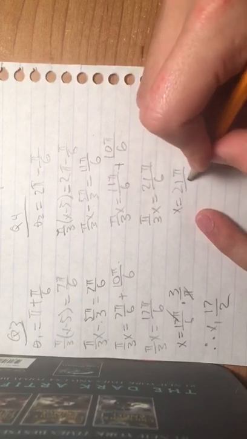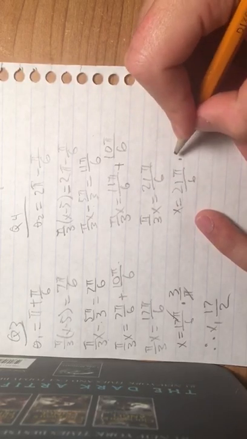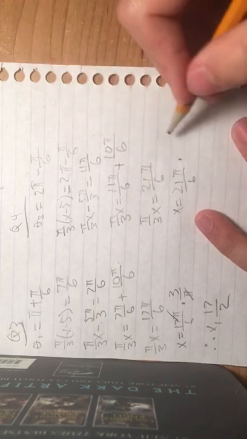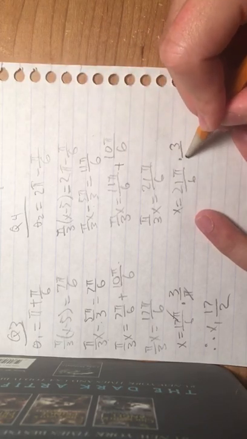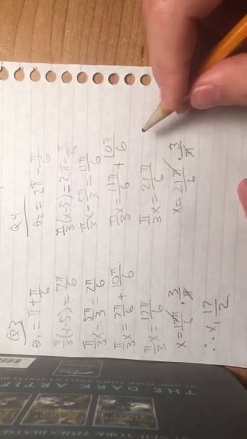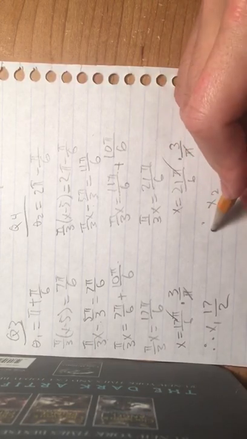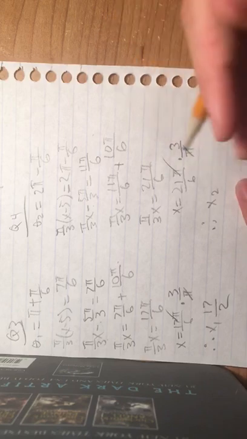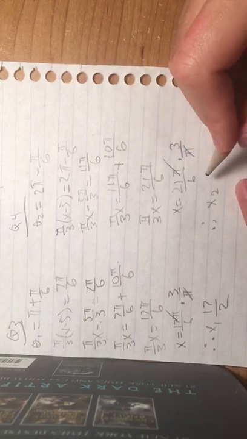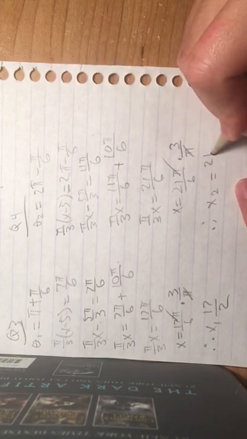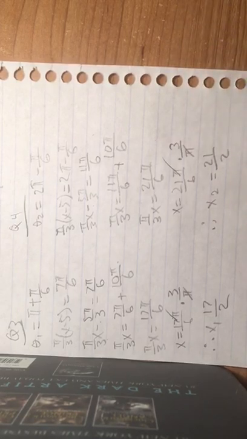And then bring the pi over 3 over to this side. I'm going to multiply it. I'm going to flip it over. So the 3 and pi cancel out. Final statement. Therefore, the second x-intercept is 21 over 2.